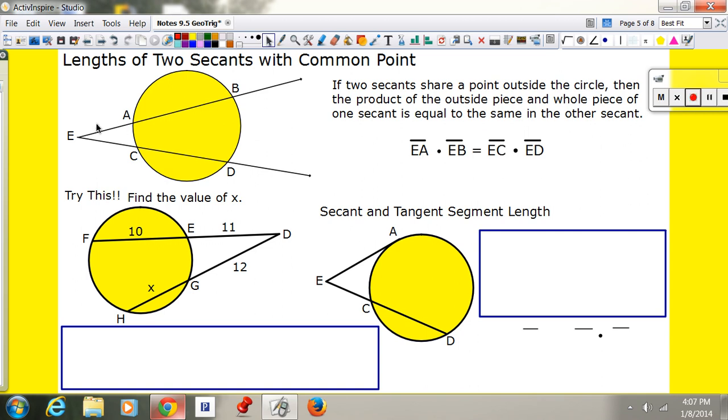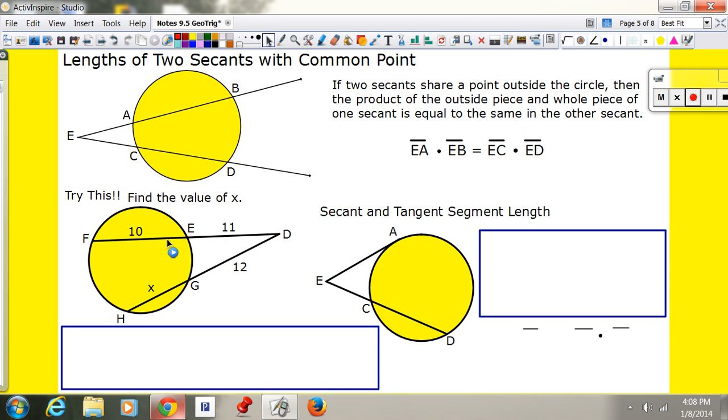EA, this outside piece, times the whole thing, EB. I'm going to tell you right now, the tendency is to do EA times AB. This piece times this piece. That's what all students like to do. It's not right. It's EA times EB. The whole outside piece times the whole piece. Outside piece and whole piece. So EC times ED. So notice how it's common E's. You got to use common E's here.